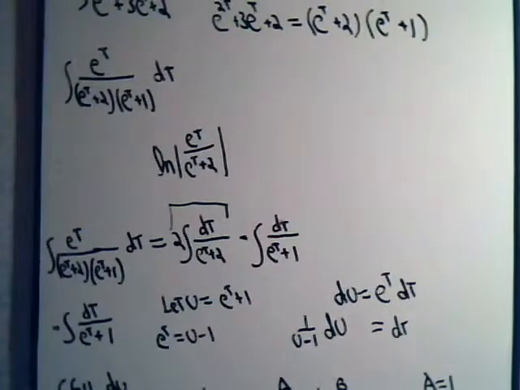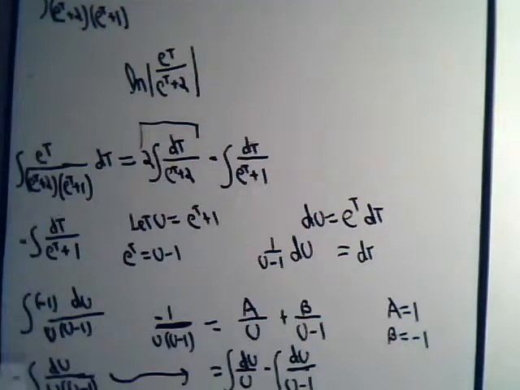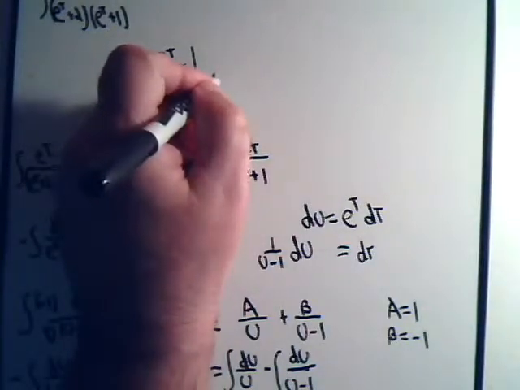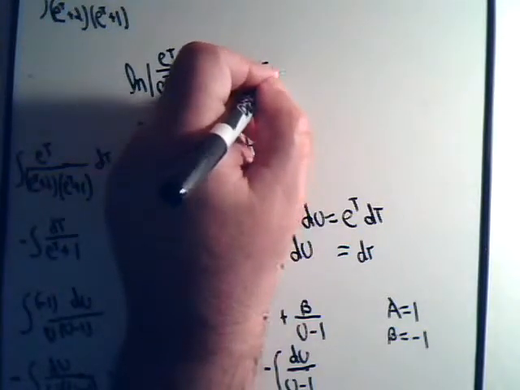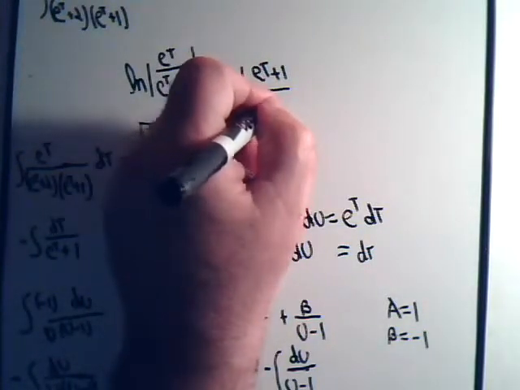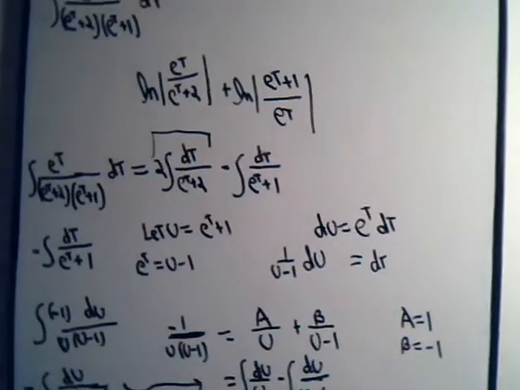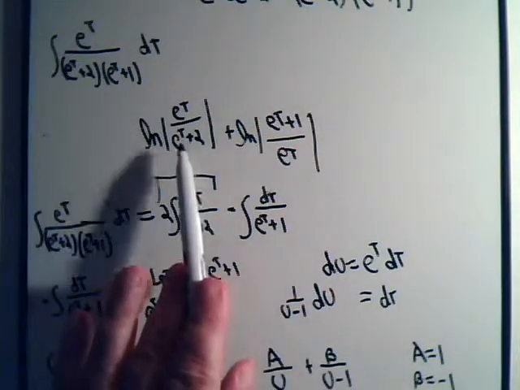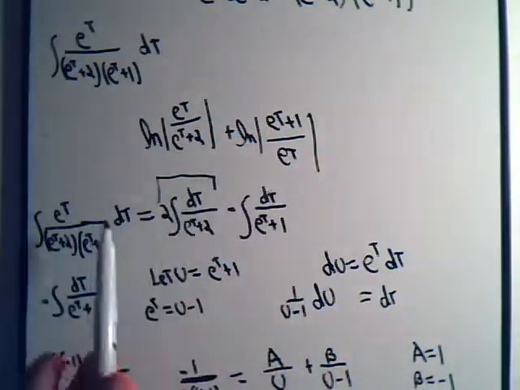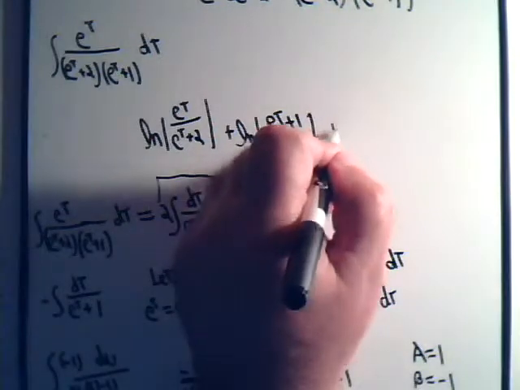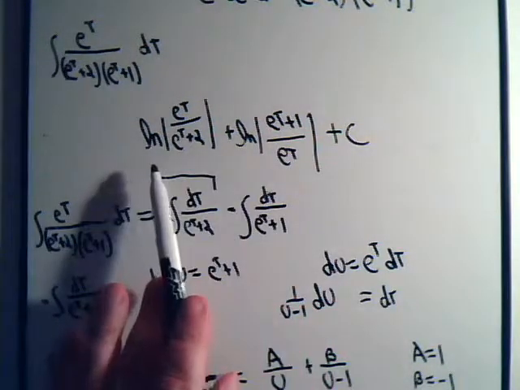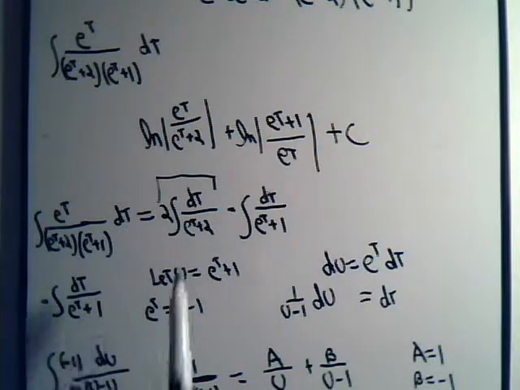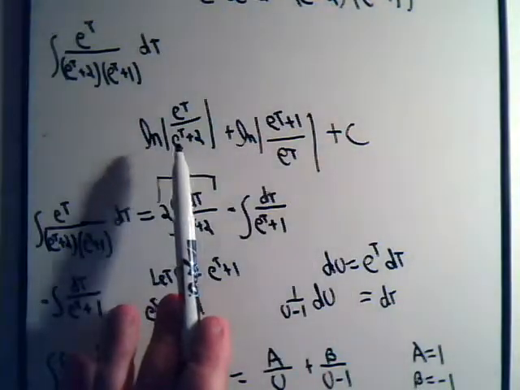So we have, going back up to here then, this integral here is plus the natural log e to the t plus 1 divided by e to the t. So this plus this is a solution to this integral, and of course we can have an arbitrary constant of integration. If we want, we can combine these two together. We'd have the natural log of this times this. This is certainly an acceptable answer here.